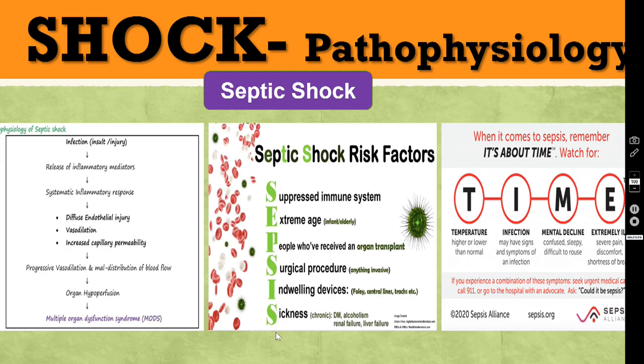So this is the mnemonic SEPSIS. S for suppressed immune system, E for extreme age.